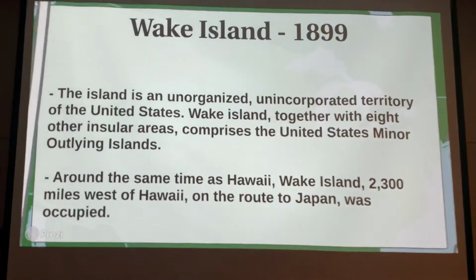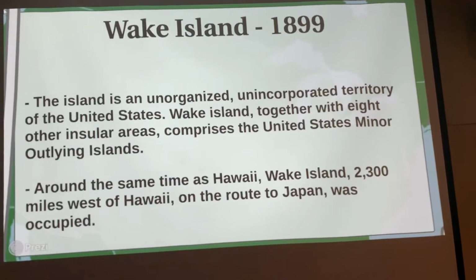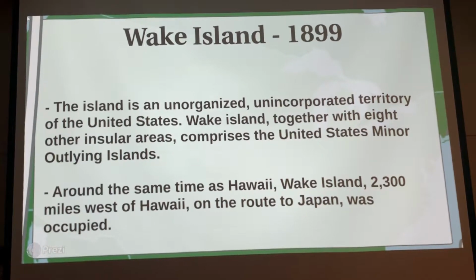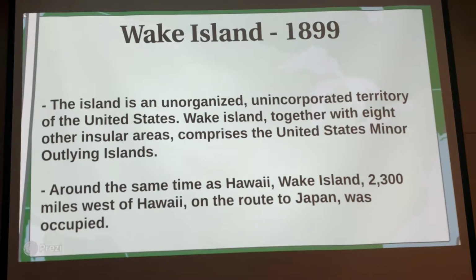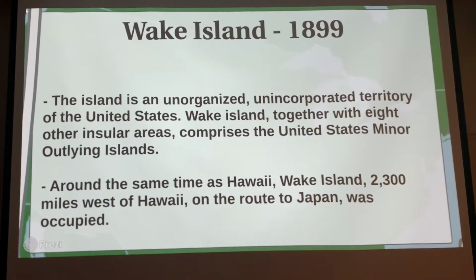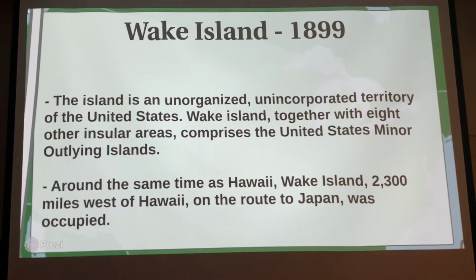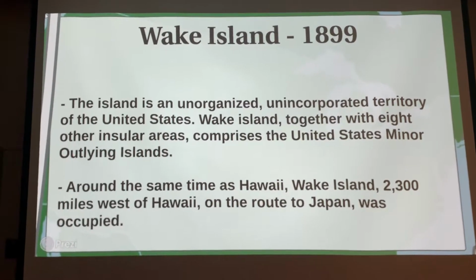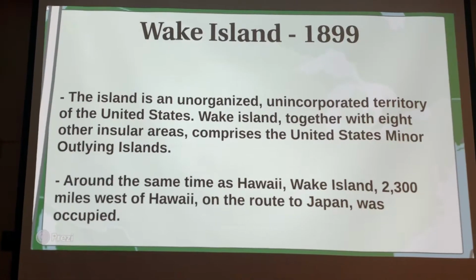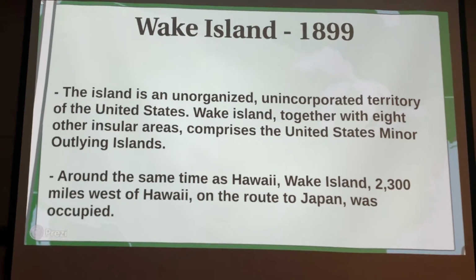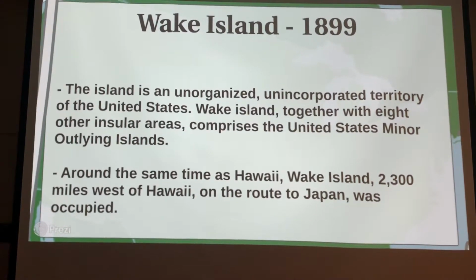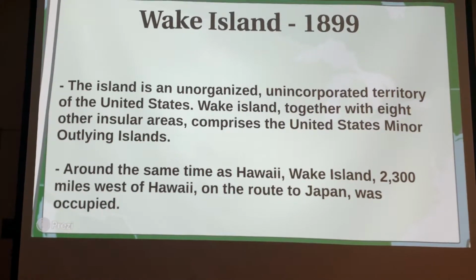Wake Island joined the Union as well in 1899, and basically the idea behind securing this piece of land was that it was a very integral part of military strategy, and it was used later on as a refueling station for the military. It was acquired around the same time as the United States acquired Hawaii, and it was used for refueling the military during this time.